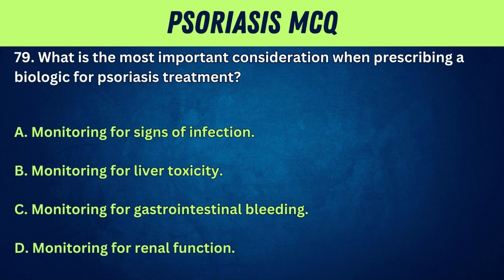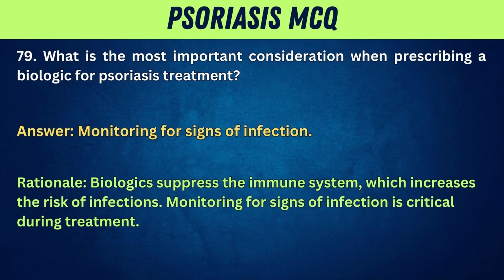79. What is the most important consideration when prescribing a biologic for psoriasis treatment? A. Monitoring for signs of infection. B. Monitoring for liver toxicity. C. Monitoring for gastrointestinal bleeding. D. Monitoring for renal function. Answer: monitoring for signs of infection. Rationale: biologics suppress the immune system, which increases the risk of infections. Monitoring for signs of infection is critical during treatment.